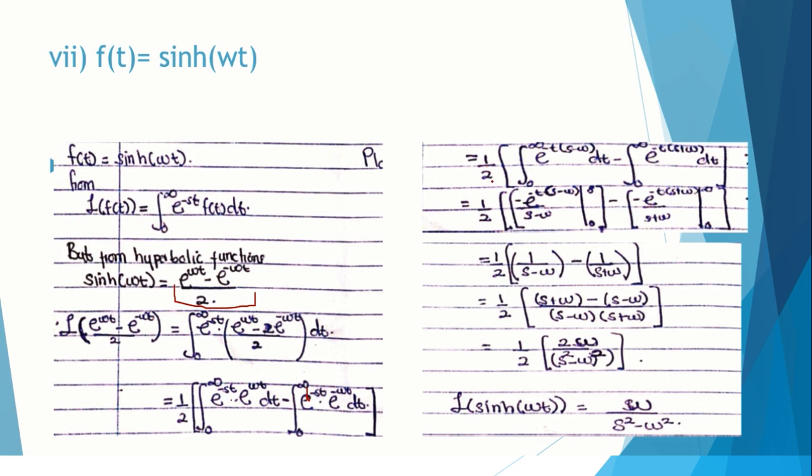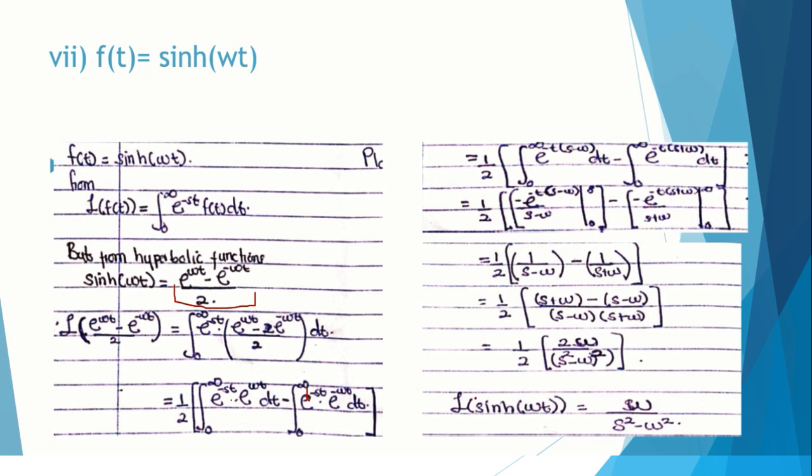Then solving that, when we punch in the limits, it's going to deliver us to a half times 1 over s minus omega, minus 1 over s plus omega. As we find the LCM and do the other stuff, up there we're going to have 2 omega. Down here this is a difference of two squares, so s squared minus omega squared is the same as this.